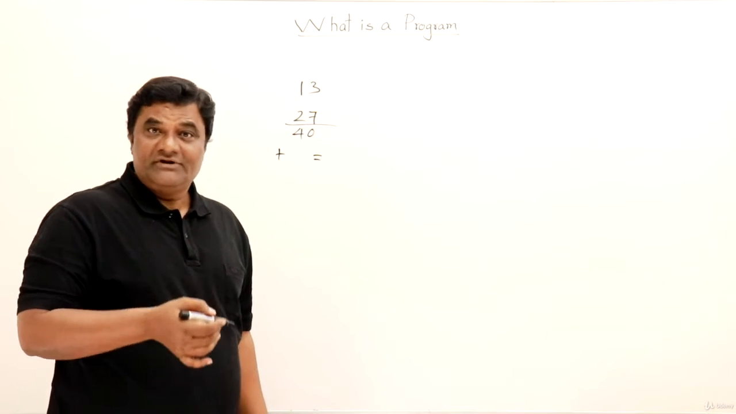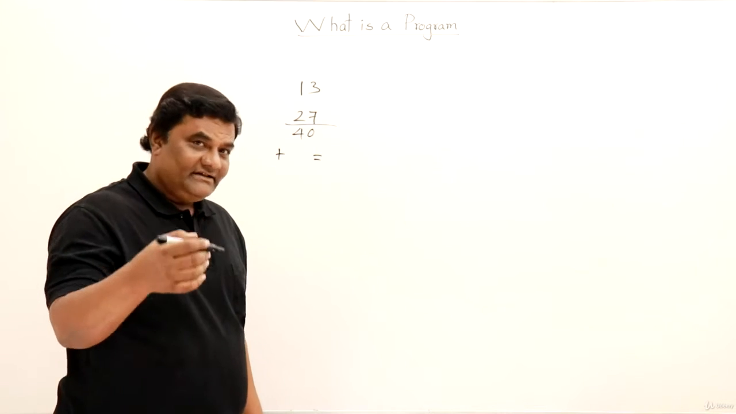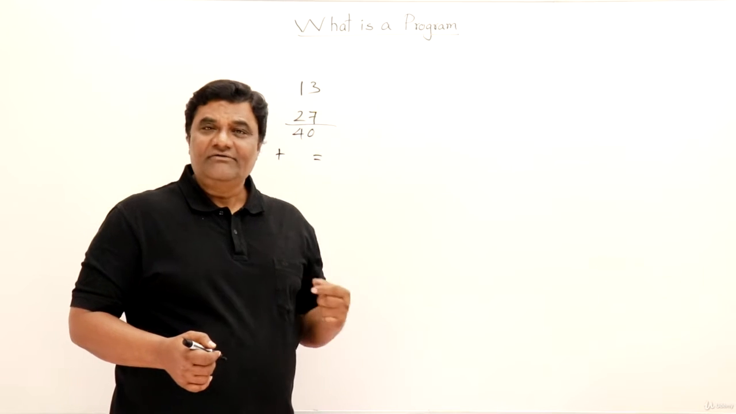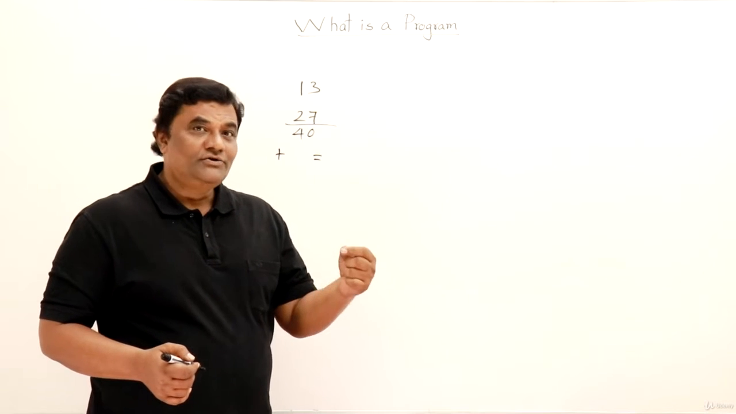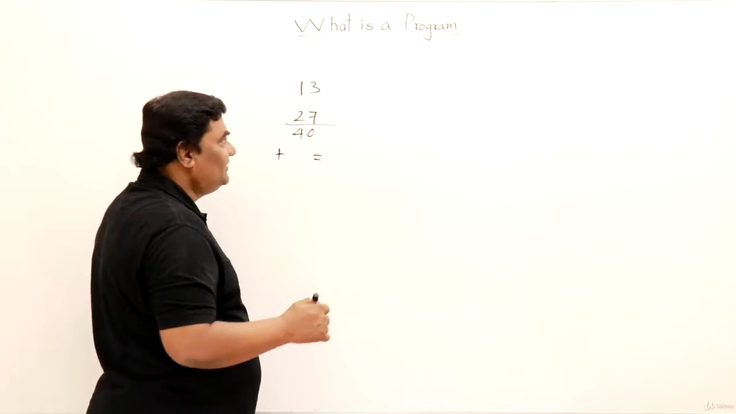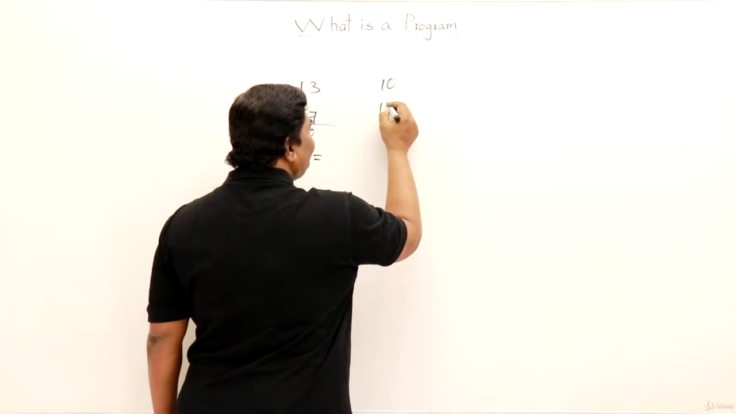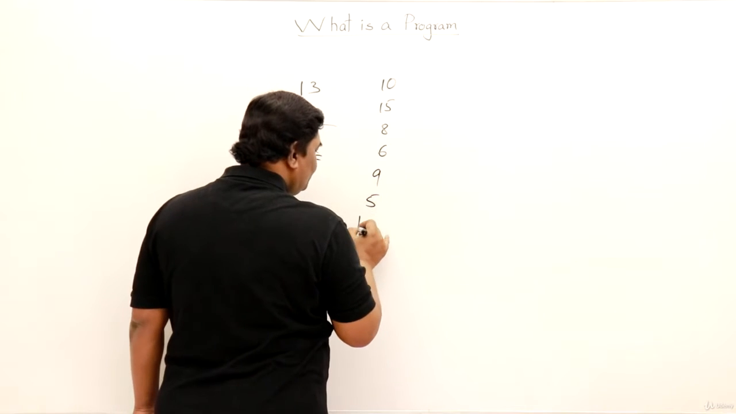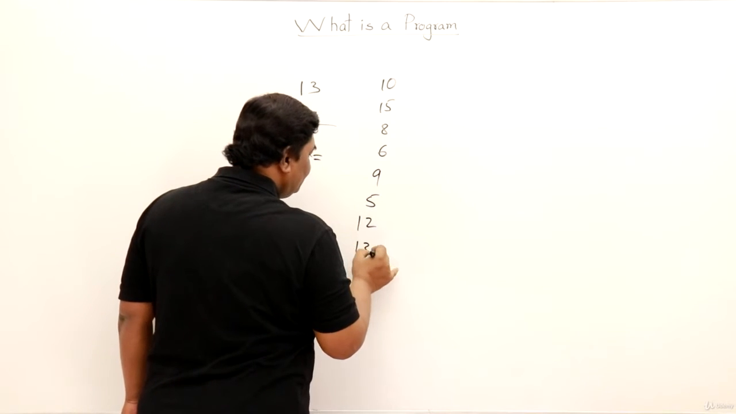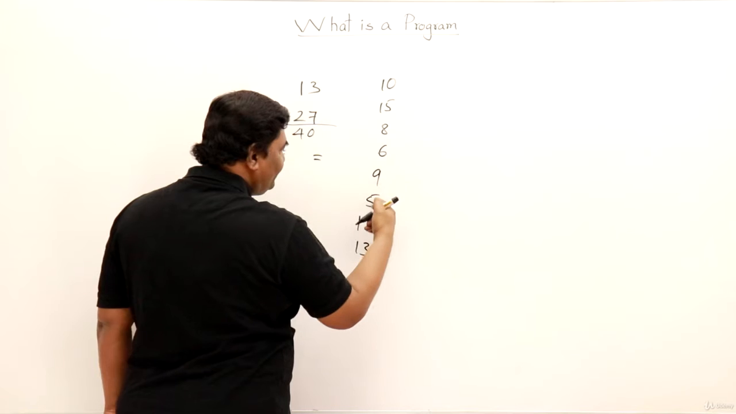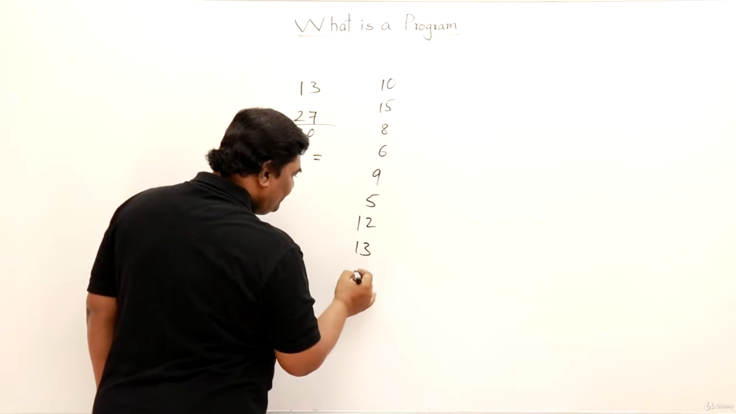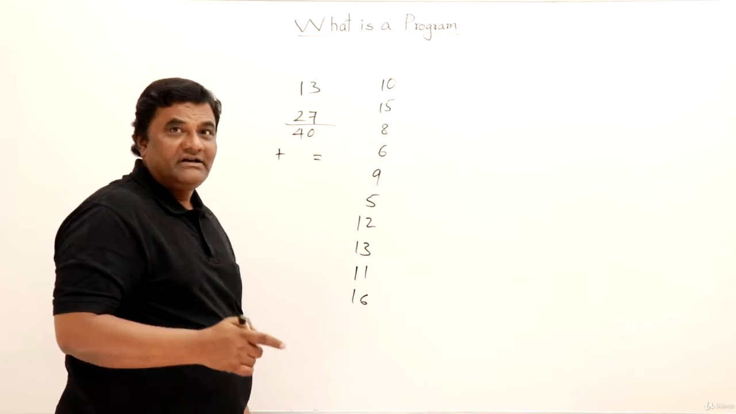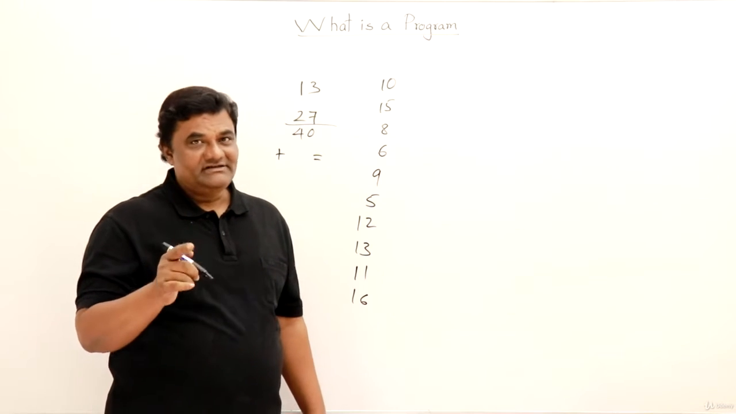So I can use a calculator for adding two numbers, a simple task. I don't need a computer for this one. Next, if I have a list of numbers and I want to calculate the average of those numbers, I'll just write down a few numbers here: 10, 15, 8, 6, 9, 5, 12, 13. So 1, 2, 3, 4, 5, 6, 7, 8. I will add a few more numbers, 11 and 16. So I have a total of 10 numbers and I want to find the average of these numbers.